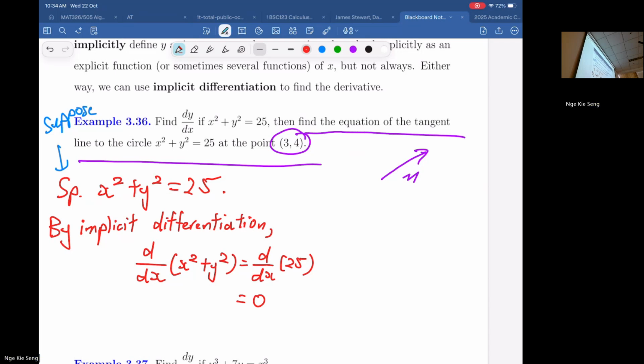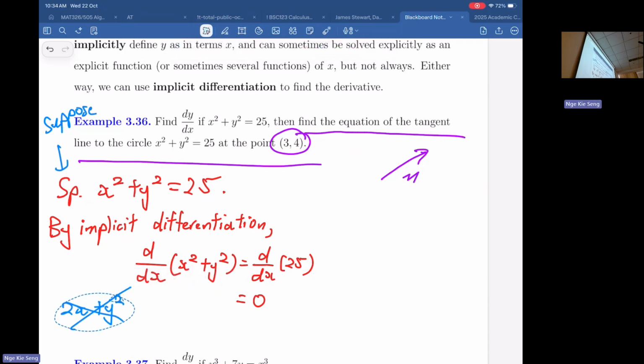Felicia? 2x plus y squared, like that? Okay, so not quite. So what should we do here?